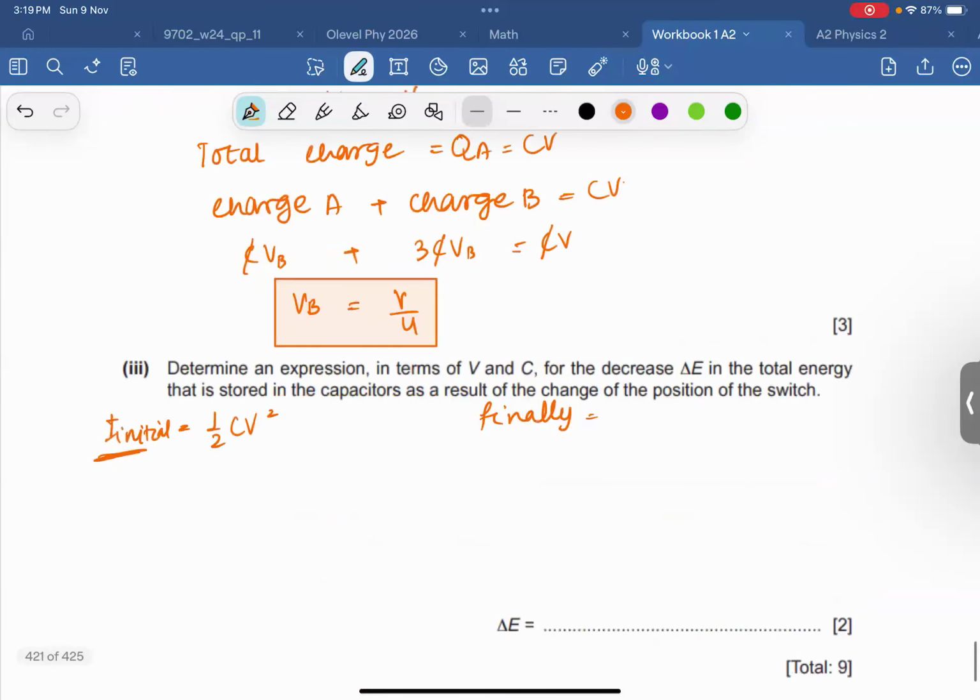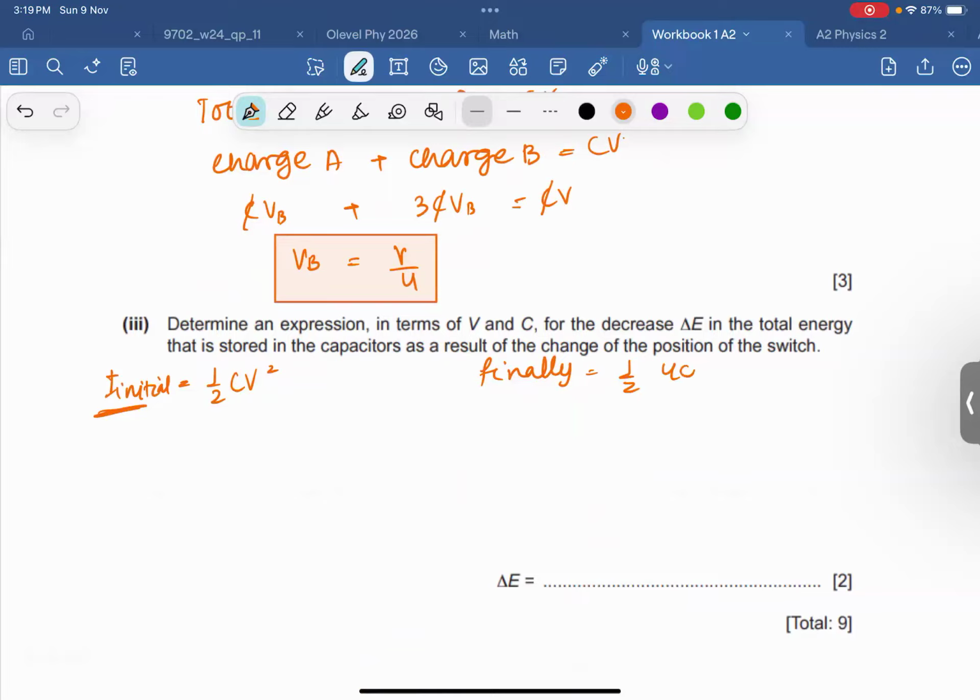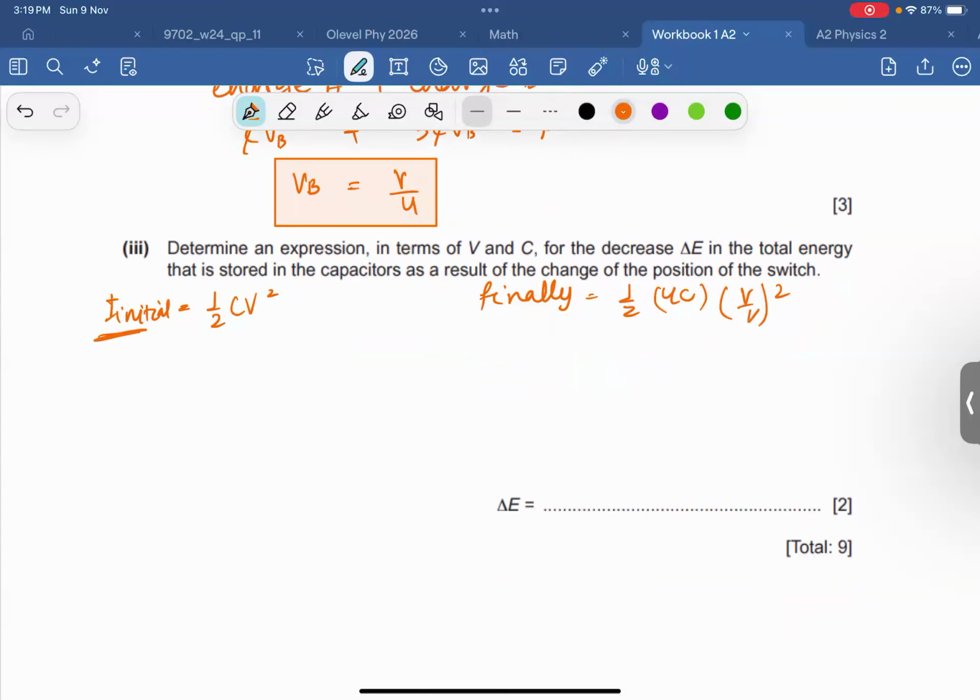So finally, I have 1 over 2 into 4C into V over 8 squared for the capacitor. Okay, for the V over 4, not 8. So if I solve, I will get 4C into V over 16. 4 1s are 4, 4 4s are 16. And then it's going to be 1 over 8 CV squared. So this is the final, that is the initial.